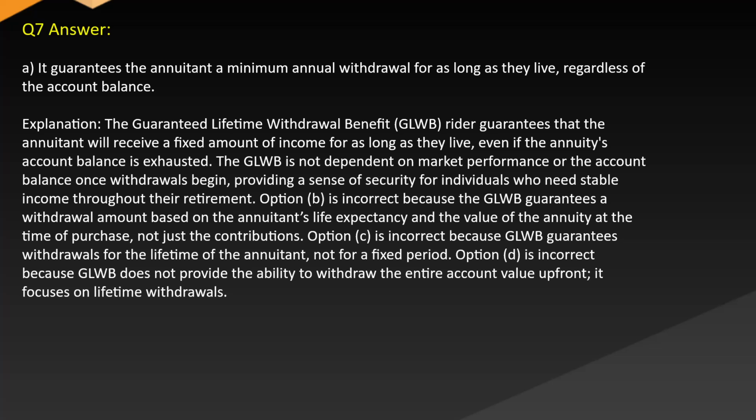Option B is incorrect because the GLWB guarantees a withdrawal amount based on the annuitant's life expectancy and the value of the annuity at the time of purchase, not just the contributions. Option C is incorrect because GLWB guarantees withdrawals for the lifetime of the annuitant, not for a fixed period. Option D is incorrect because GLWB does not provide the ability to withdraw the entire account value upfront. It focuses on lifetime withdrawals.